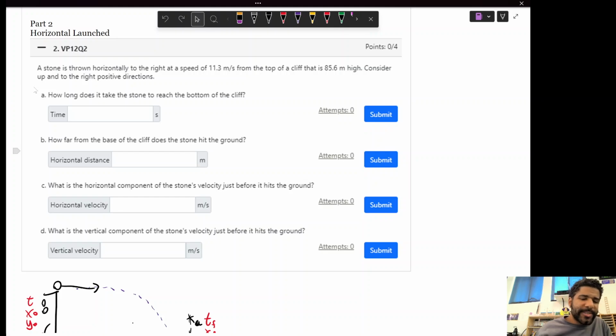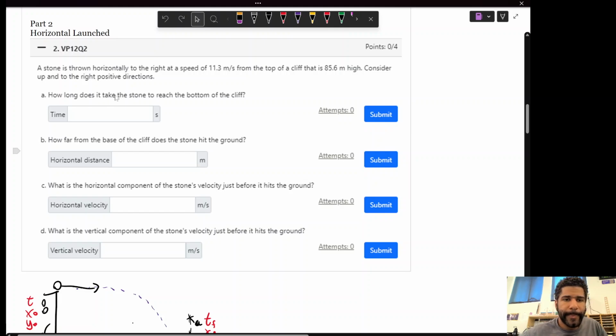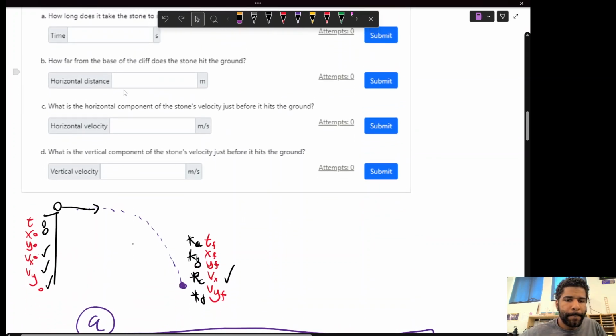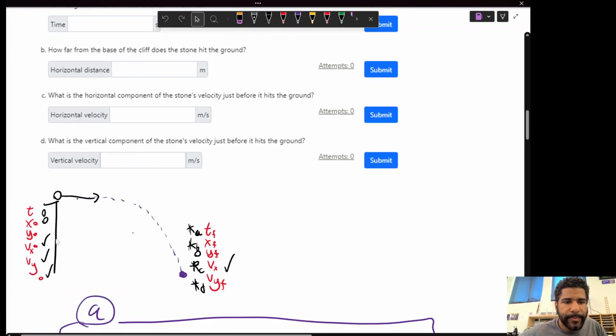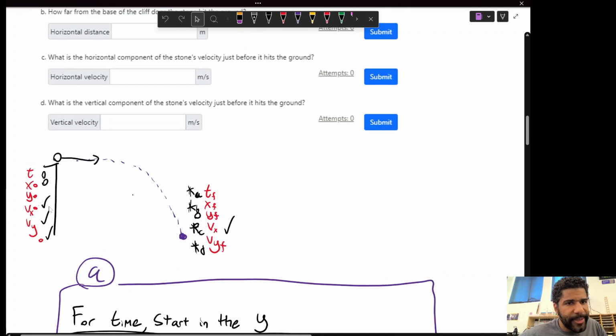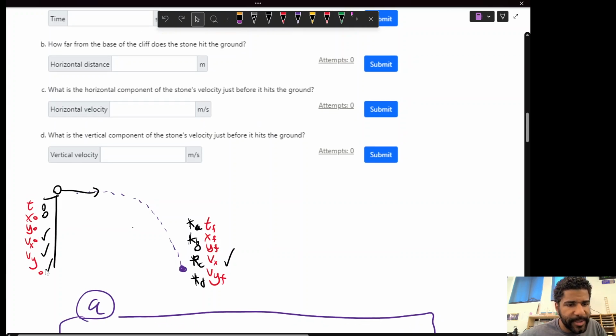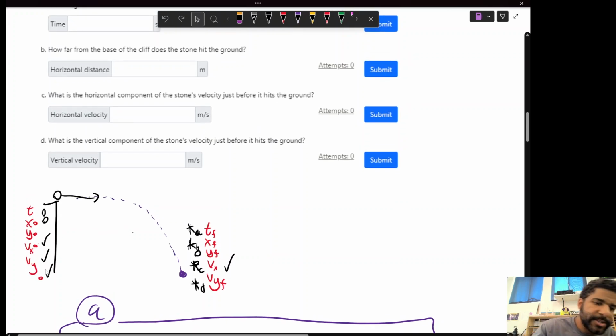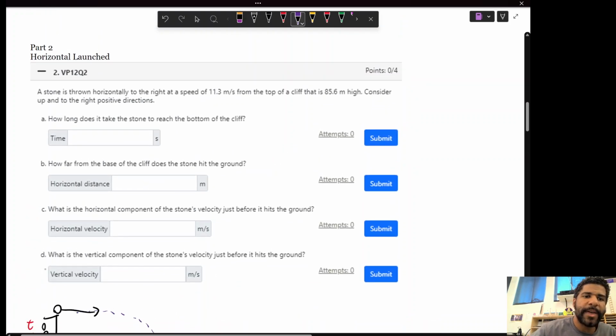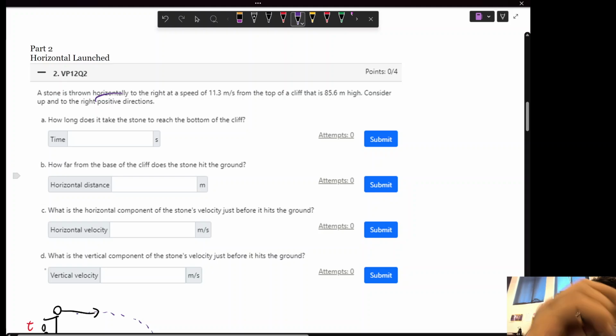And while I go through this, I draw a scenario diagram. I'm given the initial height. I'm given the initial x velocity. I'm given the initial y velocity as well. And actually, I can change that because it's launched horizontally. I already know it's going to be 0. And if they say thrown horizontally, v0y equals 0 every time.